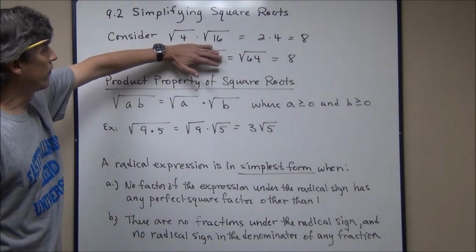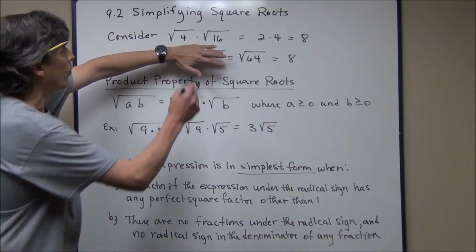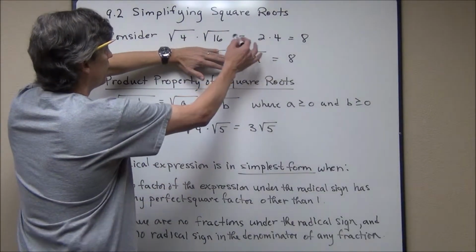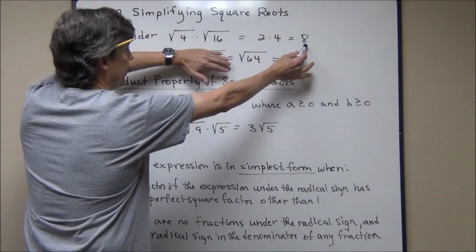I have the square root of 4 times the square root of 16. These are the principal or positive square roots. We know that the square root of 4 is 2. We know that the square root of 16 is 4. And of course we're multiplying, and we get 8.